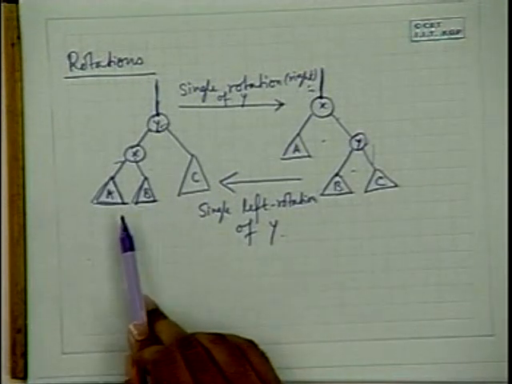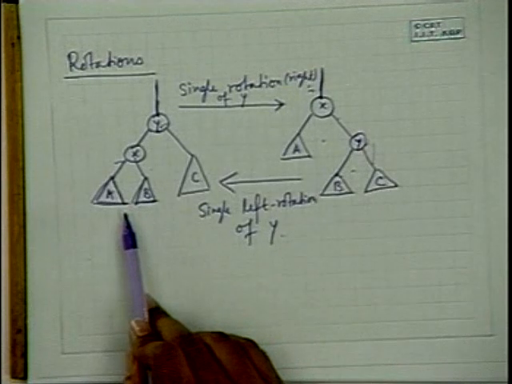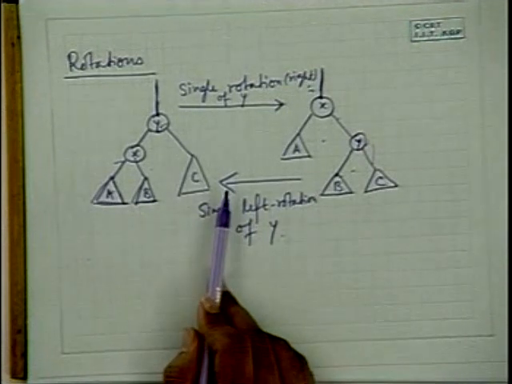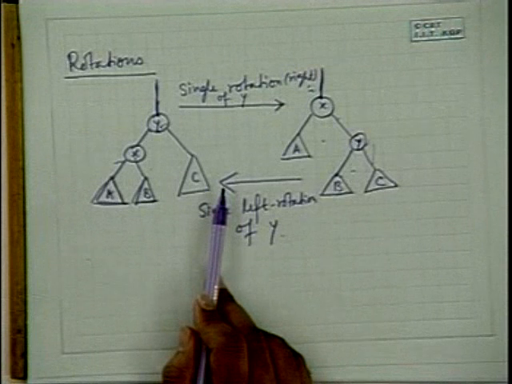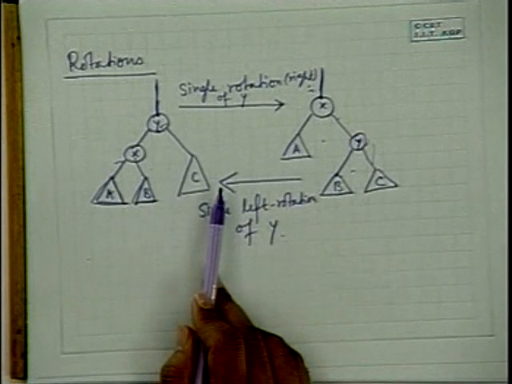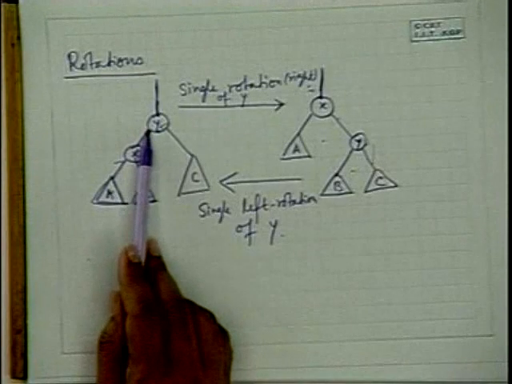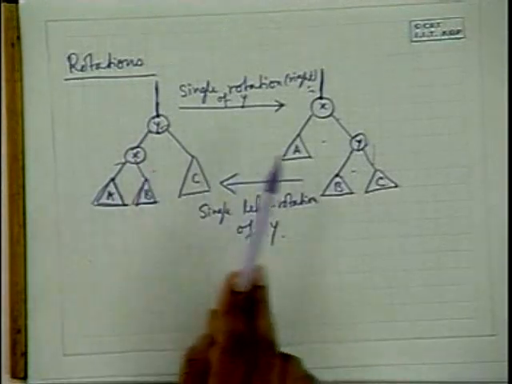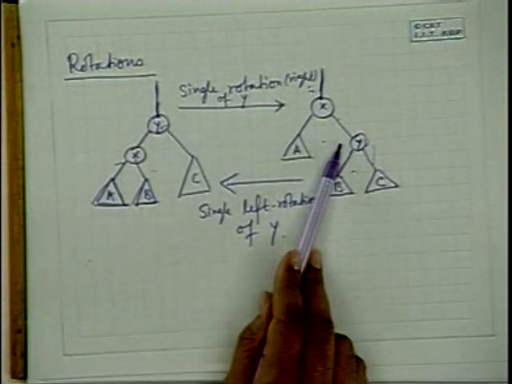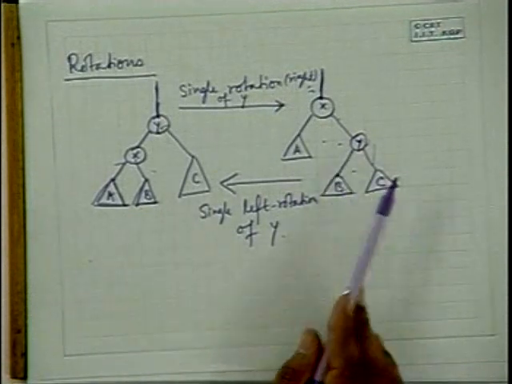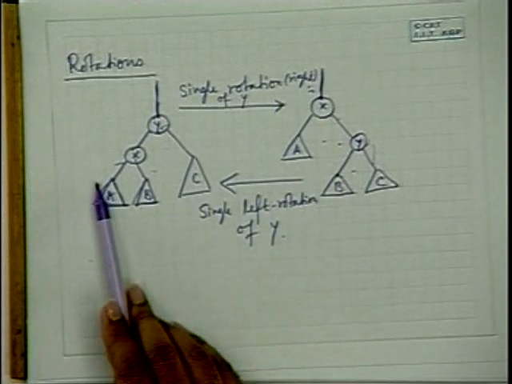Sir, why is it called rotation of y? Because this is the definition. We cannot argue why some definition is something. This is the way we are defining it. So when we say right rotation of y, it means going from this configuration to this configuration. Left rotation of y means going from this configuration back to the other.